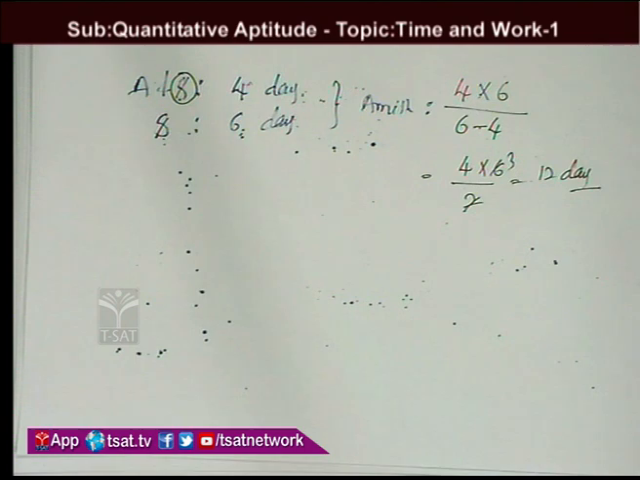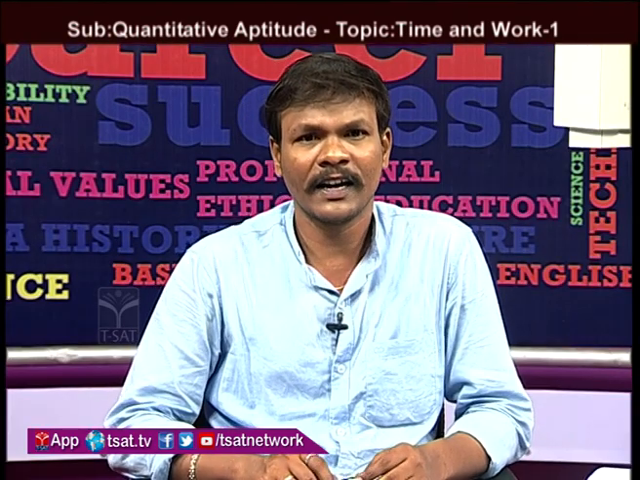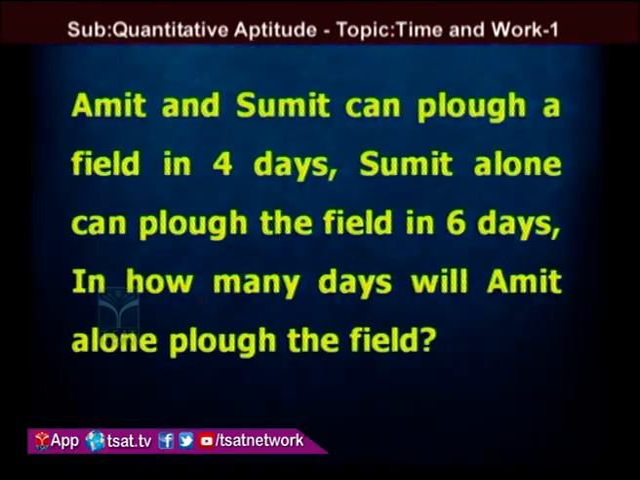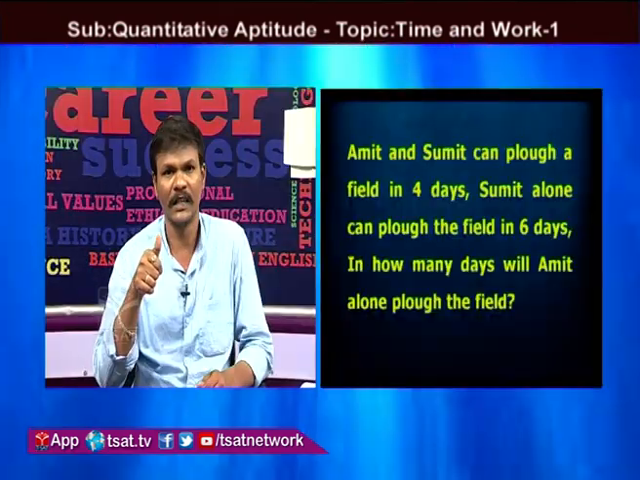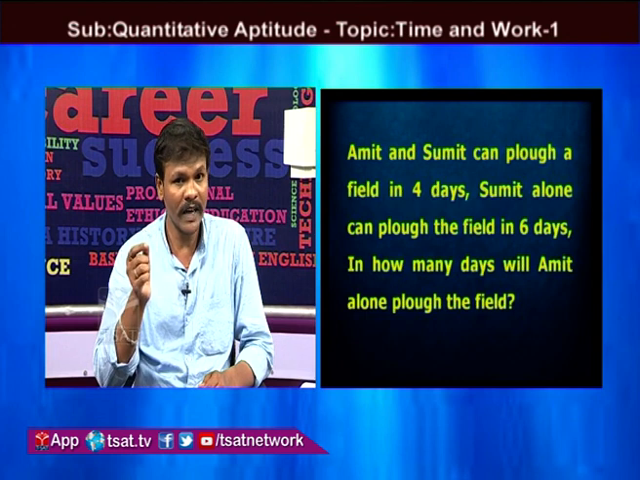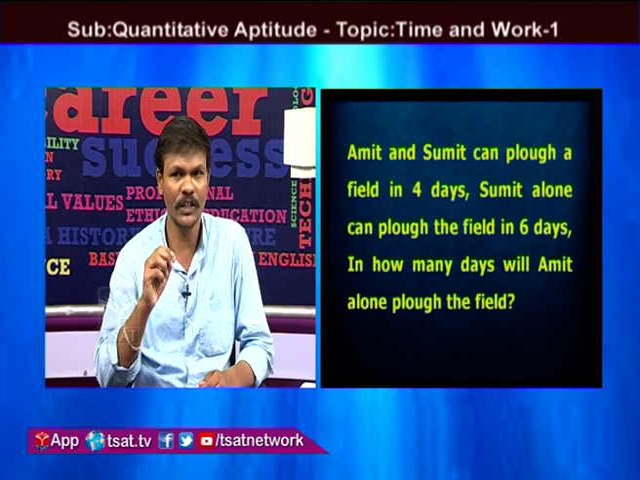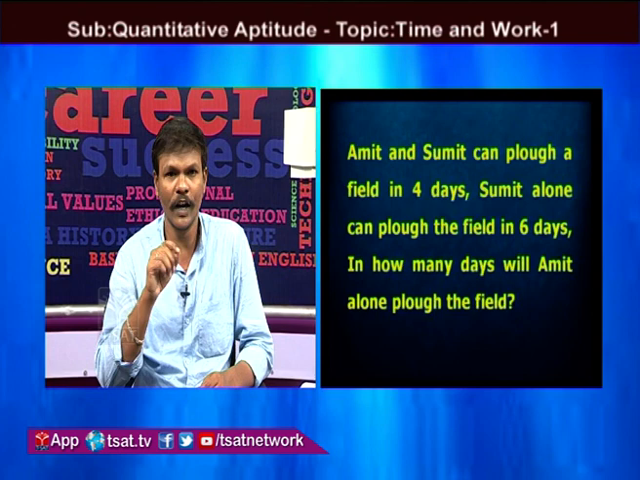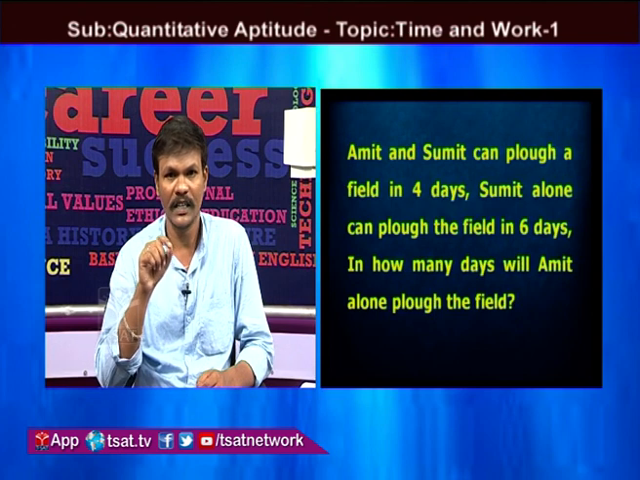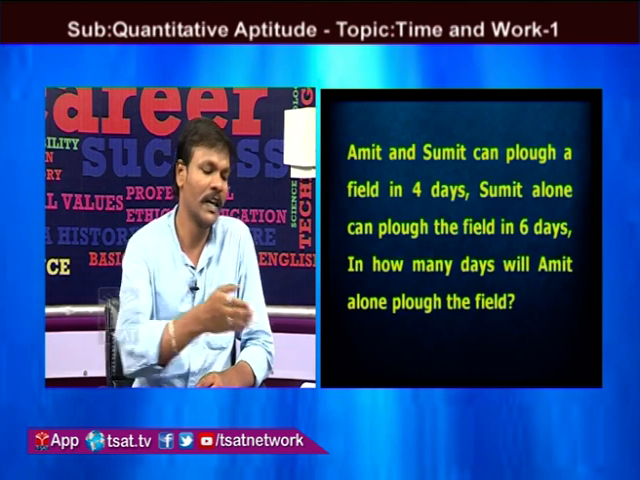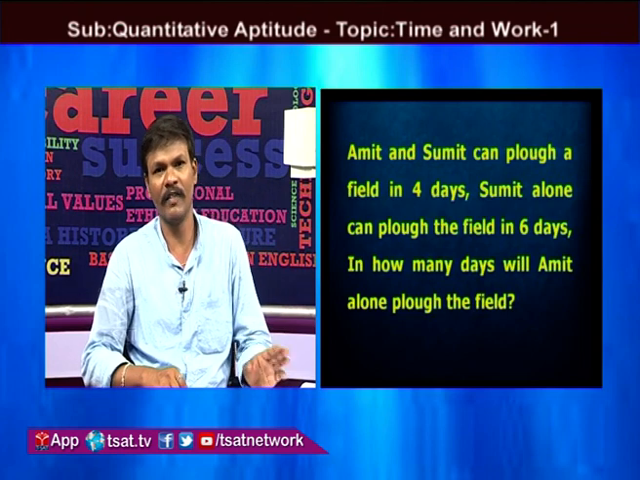So, the denominator takes subtraction. Why do we take subtraction? We have the Sumit value in the question and we have to find the Amit value. So, from Amit and Sumit together, we remove the Sumit value and we get Amit. That means the denominator contains subtraction, 6 minus 4. In that way, 4 into 6 by 6 minus 4, Amit can complete the work in 12 days. This is a very, very simple question.